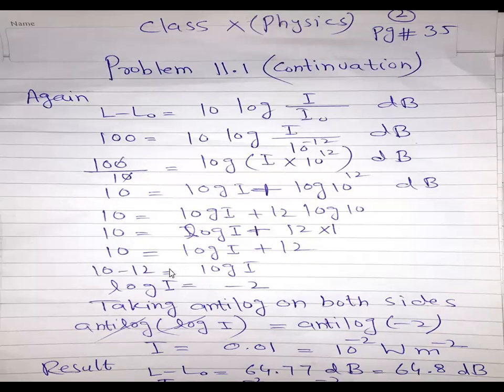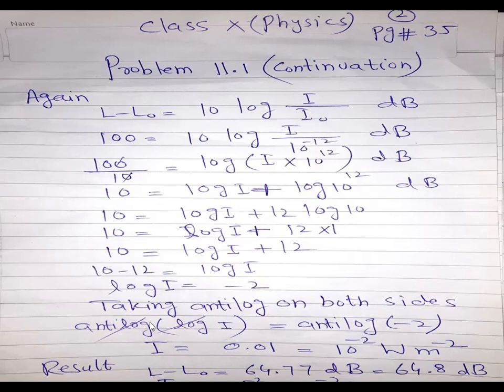Why? Because I want to find only I, not log. Therefore, in order to cancel log, I will take the anti-log on both sides. If you take anti-log on one side, then you have to take anti-log on both sides, because it is an equation. So you will take anti-log on this side and anti-log on this side.